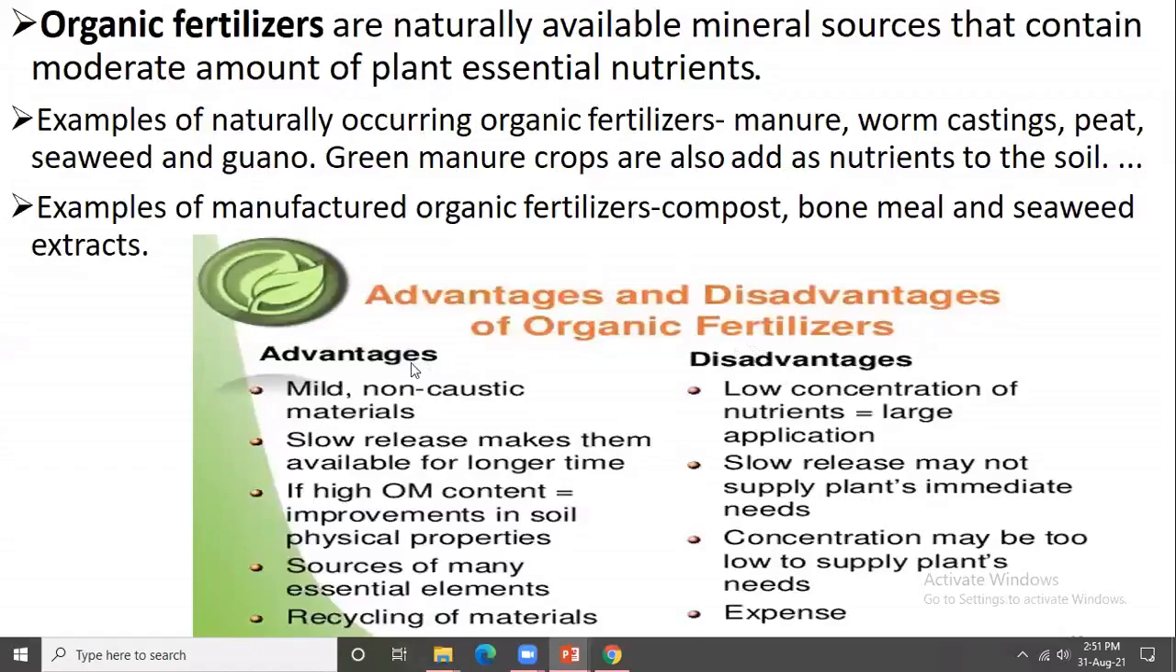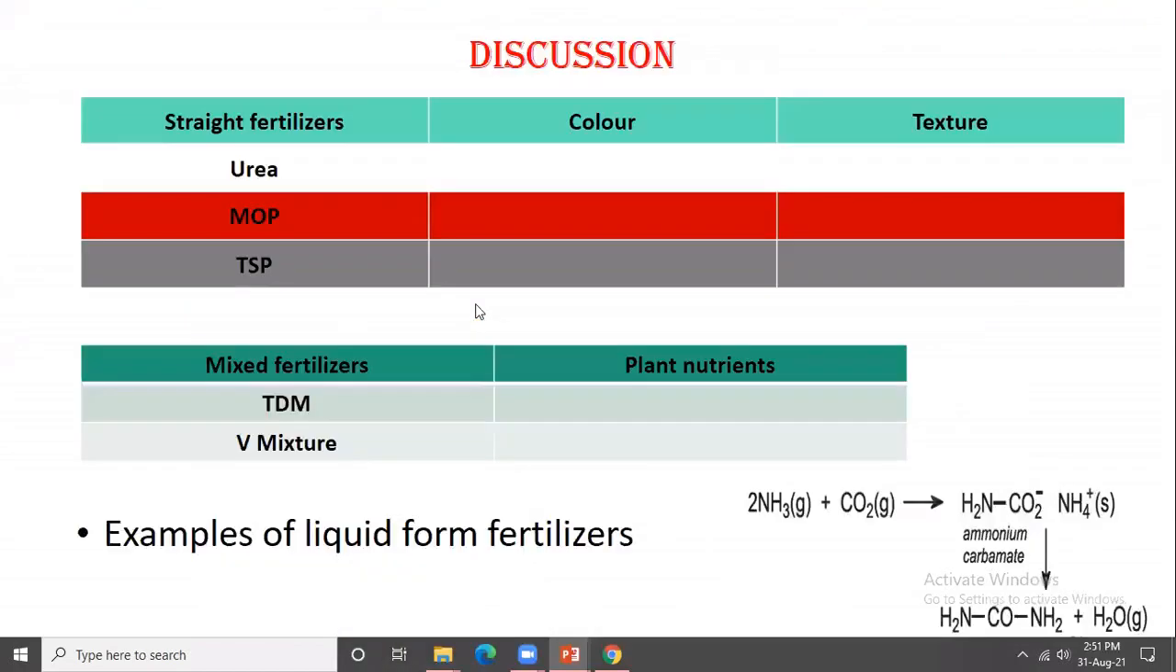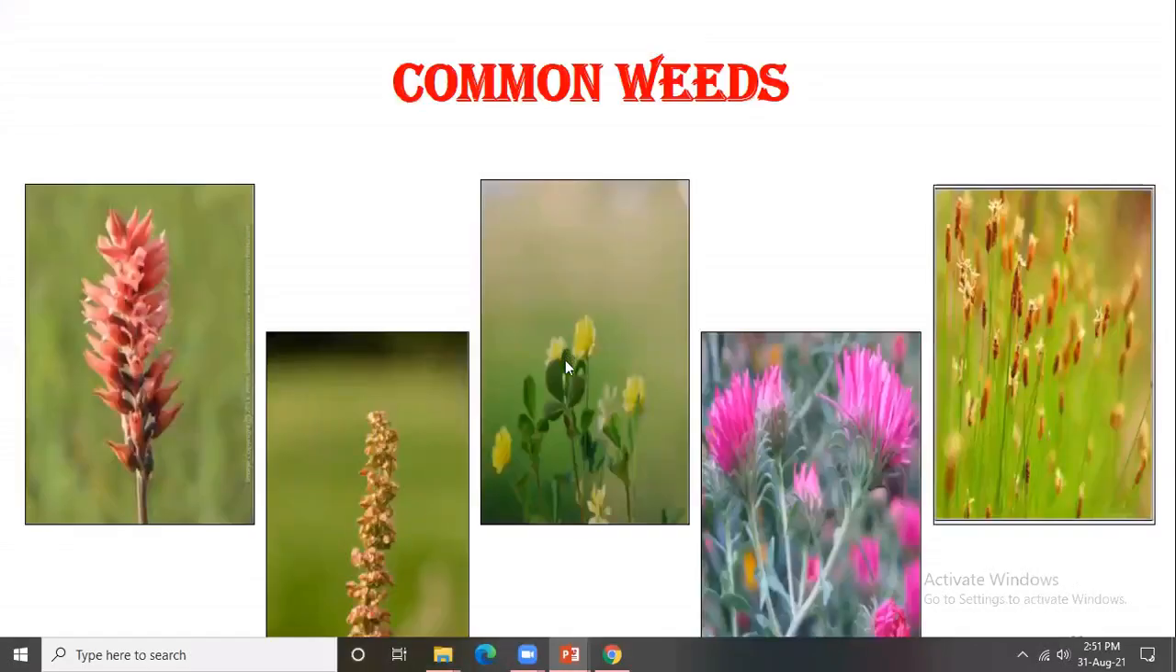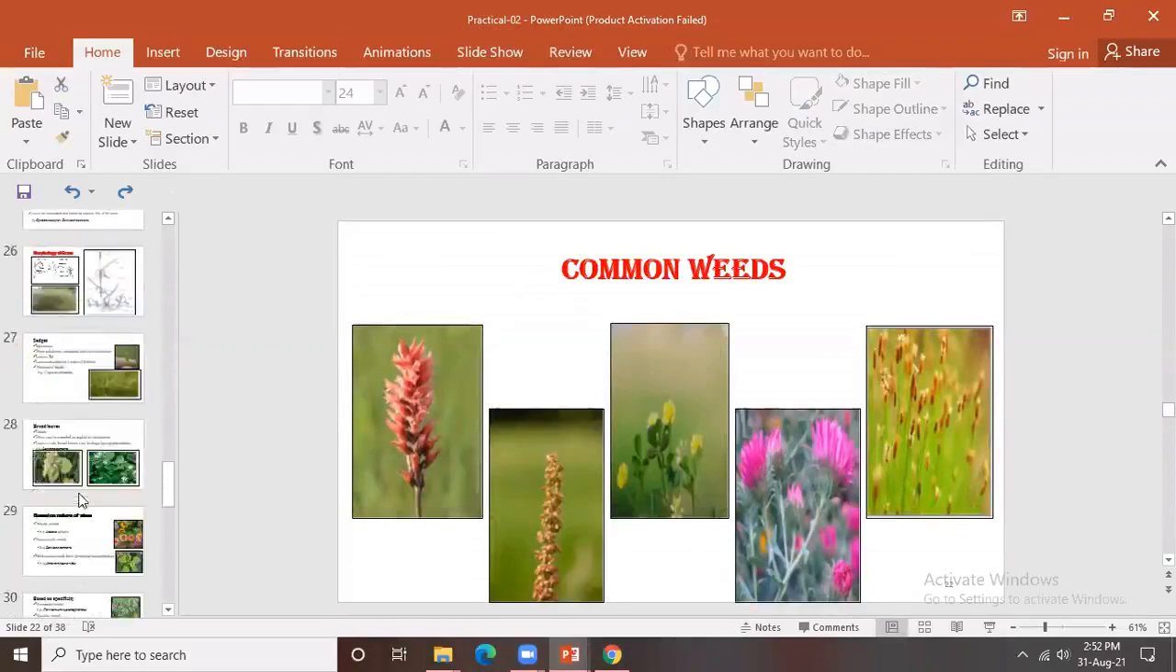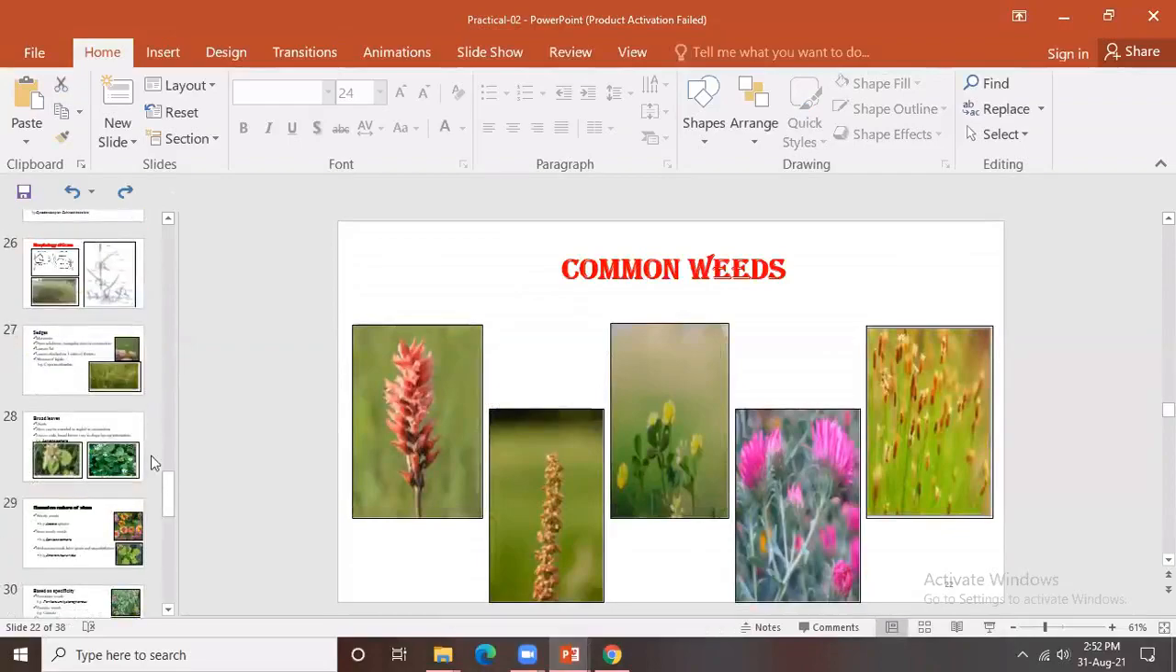Okay, understood or not until now? Understood, sir. Okay, you can write this discussion part in your practical record. Now we will move to the common bits. We can see the common bits at the end of the class. Now we will move to the climatic and non-climatic fruit.